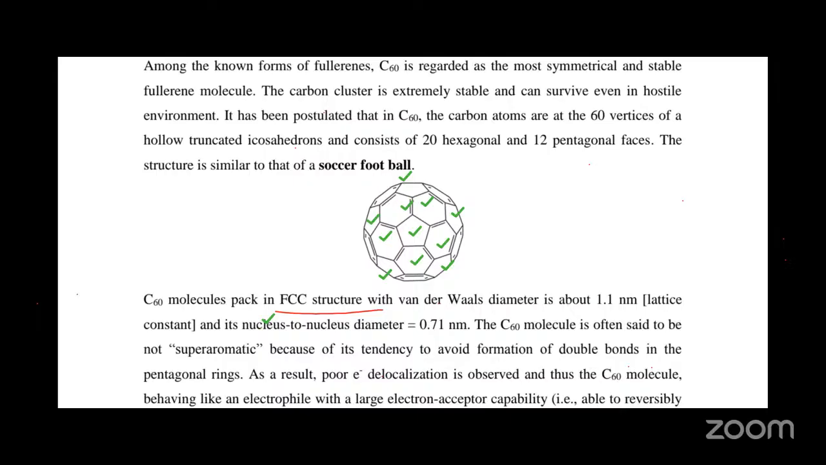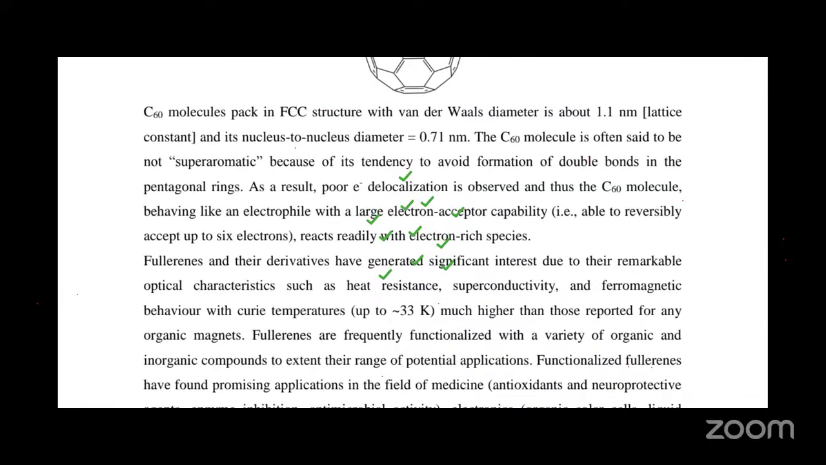In this, the van der Waals diameter is around 1.1 nanometers, and it is said to be not a super aromatic. Then a pure delocalization of electrons takes place in this, and these are some of the properties possessed by the C60 fullerenes.